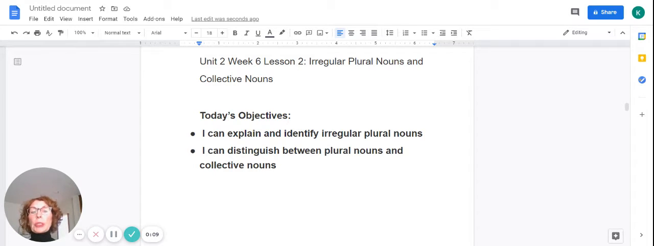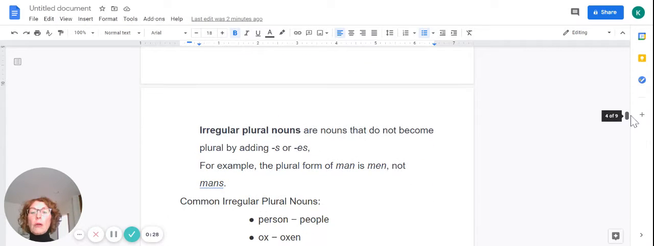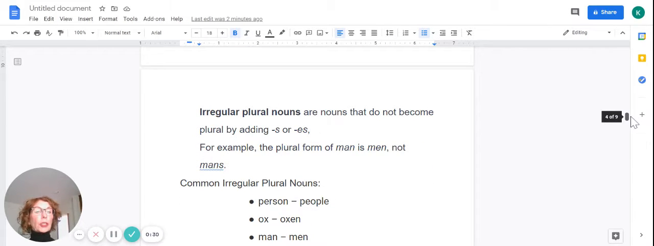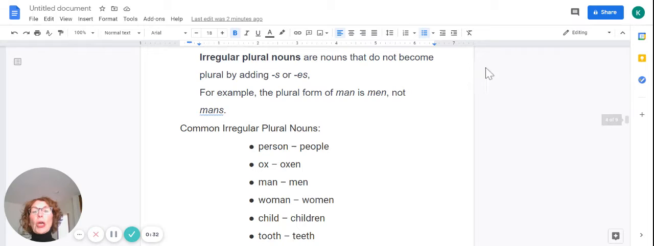Today we will be working with irregular plural nouns and collective nouns. Our objectives are: I can explain and identify irregular plural nouns, and I can distinguish, tell the difference between, plural nouns and collective nouns. All right, let's take a look at irregular plural nouns.